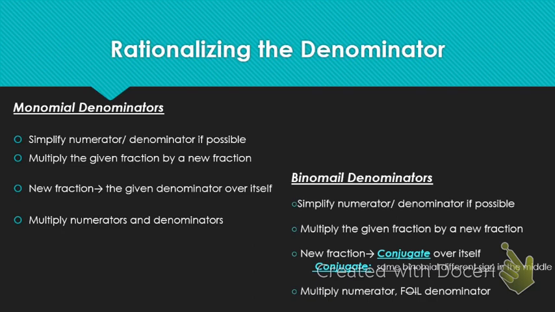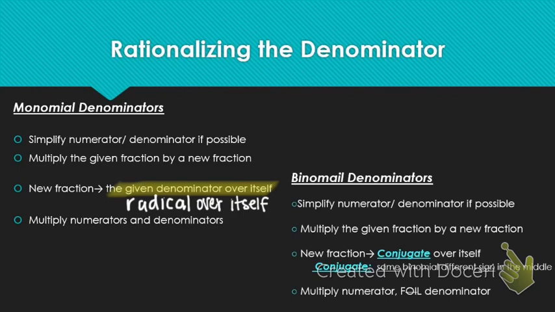We have to multiply the given fraction by a new fraction. Well, where are we going to get this new fraction? I want you to take your highlighter and highlight right here: the new fraction is going to be the given denominator over itself. So really, you could add a note right here that says the radical over itself, because that is what is going to be in the denominator. It's going to be a radical and we need to get rid of it. Lastly, you're going to go back to elementary multiplying. You're going to multiply the numerators and you're going to multiply the denominators.